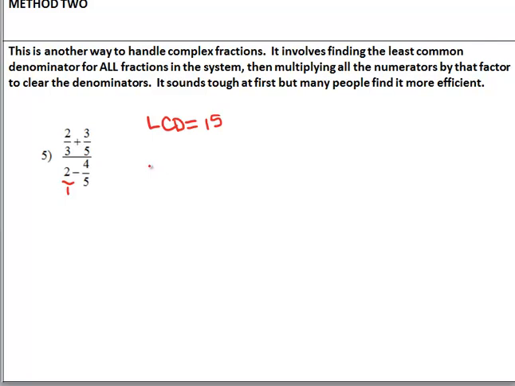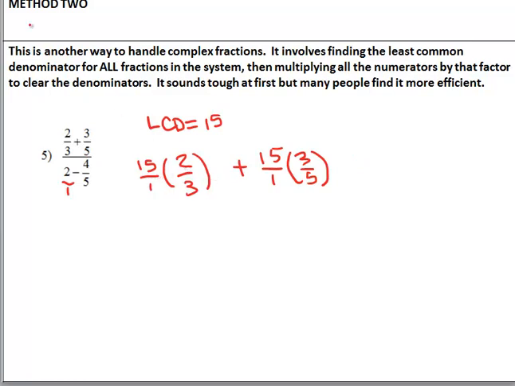And with this method, what we do is we take 15 over 1 and we multiply all of the parts in the numerator by 15. So 2/3 times 15 over 1 plus 15 over 1 times 3/5. And let's just do this part first so that we stay in control of our paper.